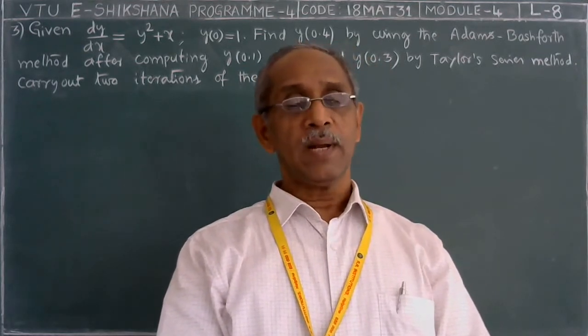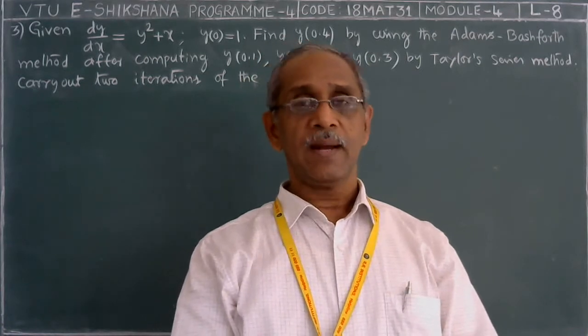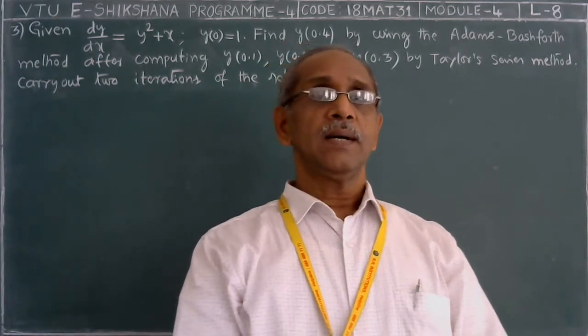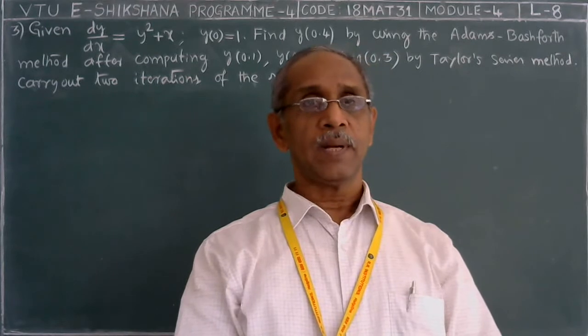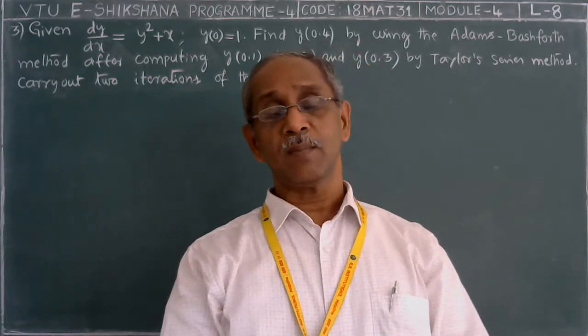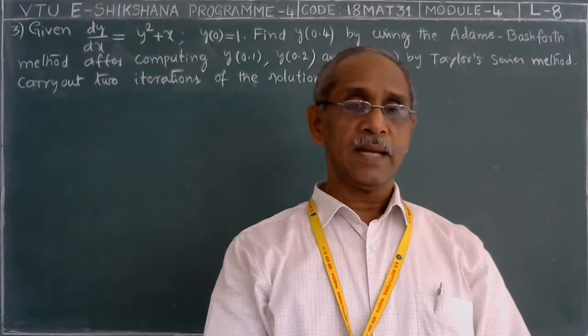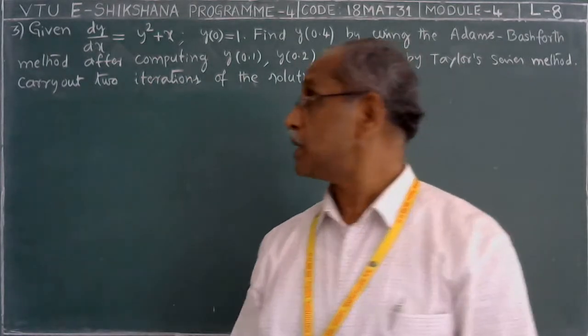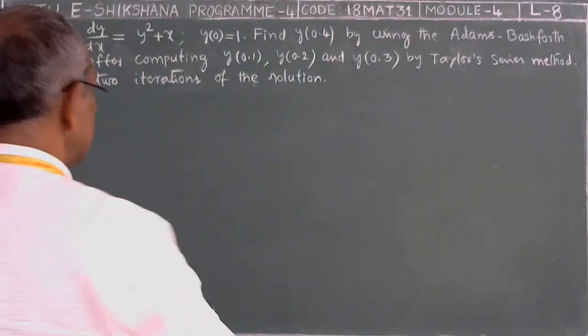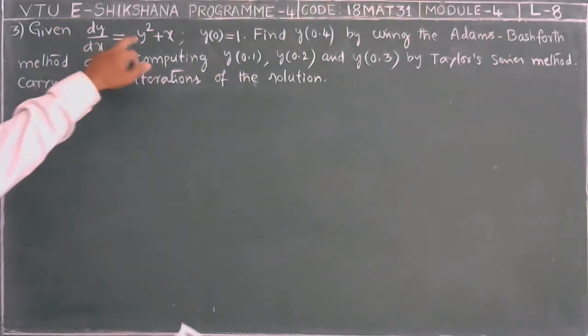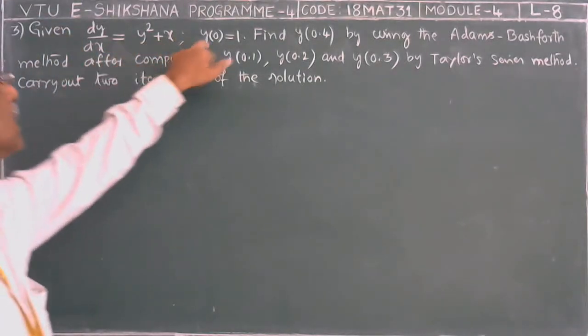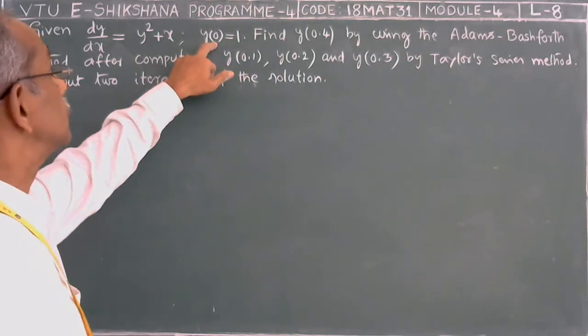In continuation to my last class, where I discussed Adam Bashforth predictor and corrector method, which is a multi-step method, let me consider the next problem. The problem is: given dy by dx is equal to y squared plus x, y is 1 at x is equal to 0.